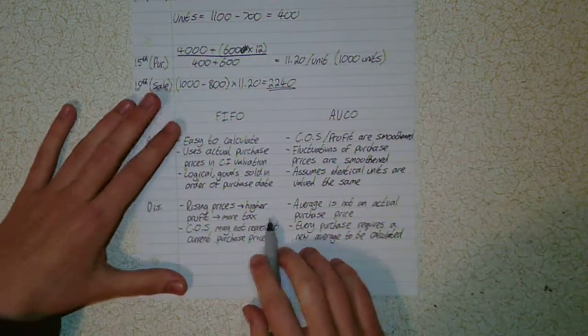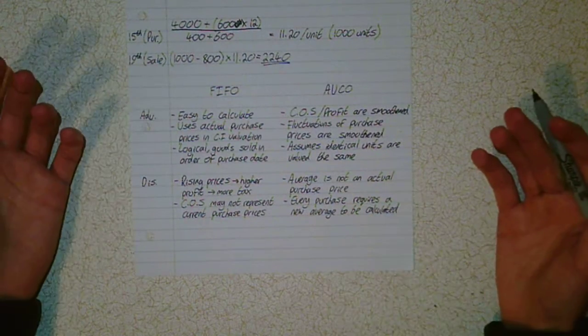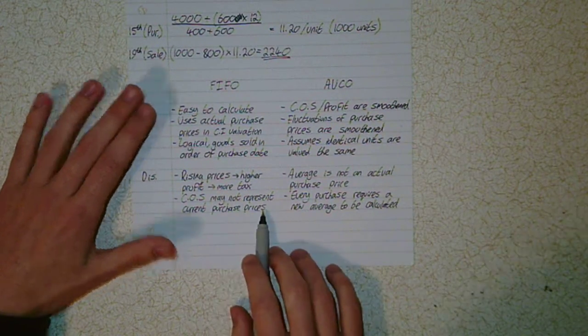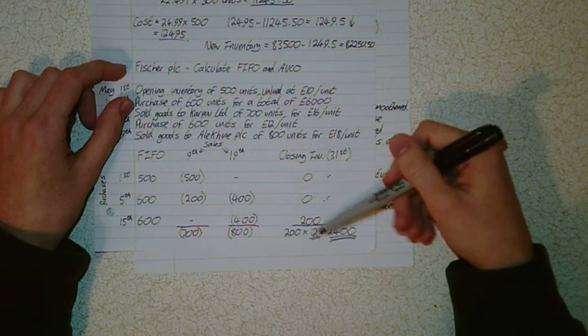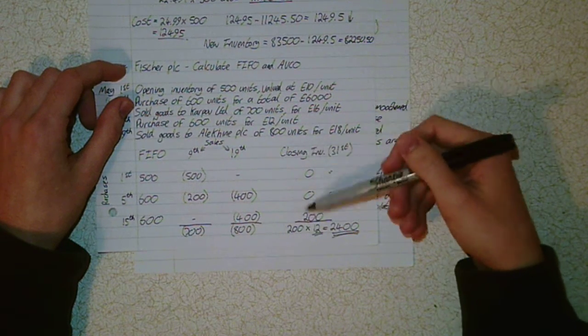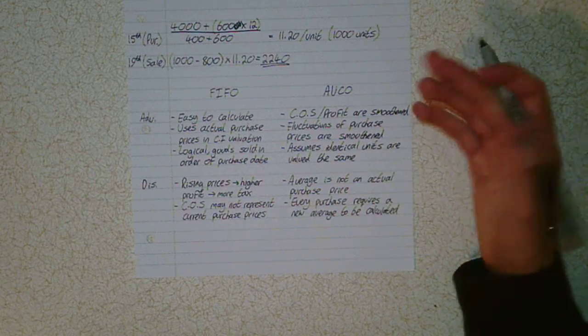So rising prices gives a higher profit, which means more tax, essentially. So bigger income coming out of the company. And also the cost of sales may not represent current purchase prices. If we're using inventory, say from the 1st, in our closing inventory valuation at the end of the month, it's not representative, is it? It's using inventory figures from ages away, which may not be representative of today.